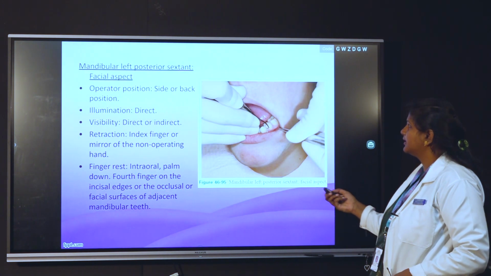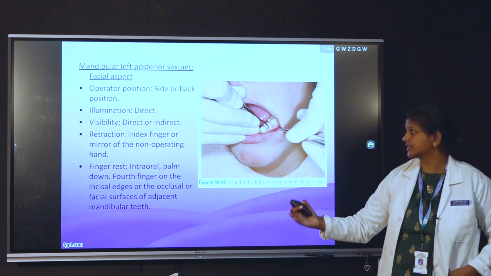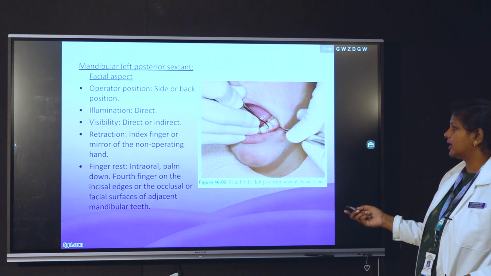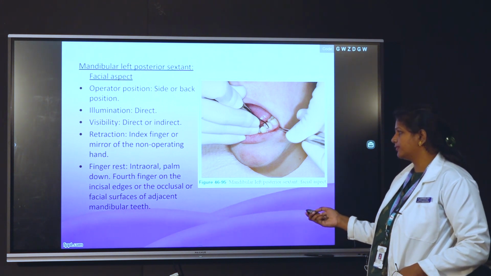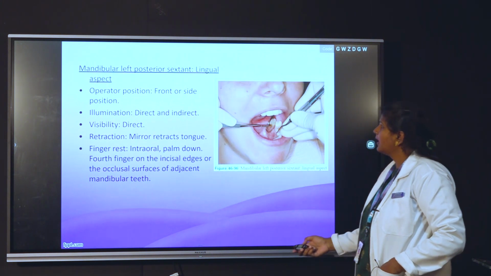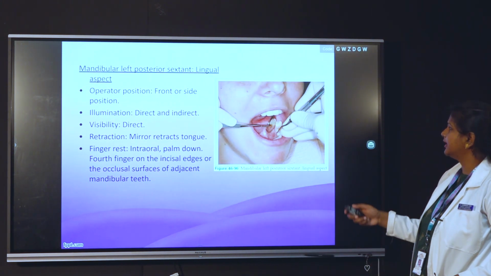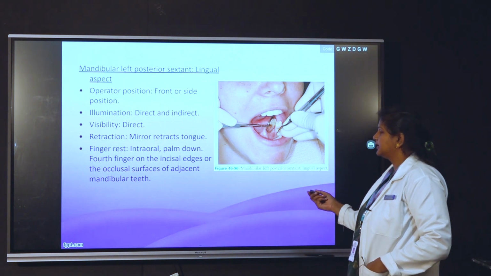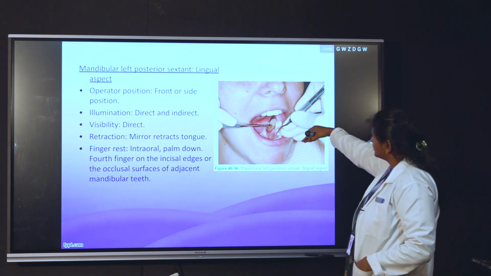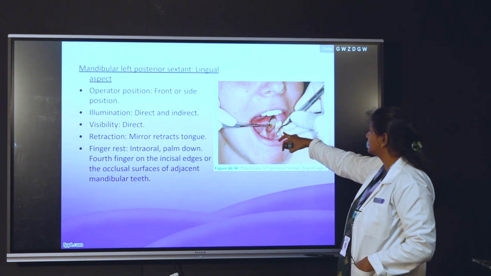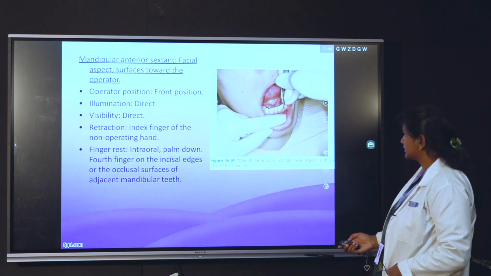Coming to the mandibular, if you are working on the left side of the patient, then the operator should be on the side or back. The finger rests are intraoral, palm down, fourth finger on the incisal edges of the adjacent teeth. And on the lingual aspect of the posterior left side of the mandible, the finger rests are palm down, and the fourth finger is on the occlusal surfaces of the adjacent teeth.